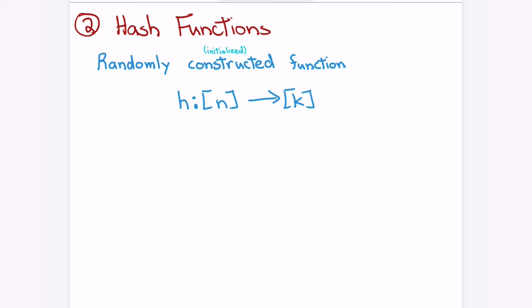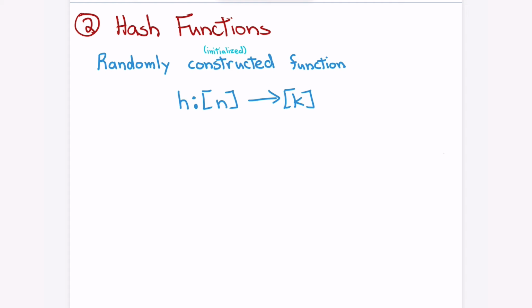So when we make the function from 1 to n to 1 to k, when we make it, we use some randomization at that point in time. Like we randomly initialize it, maybe to use the ML-ish terminology, and then it'll give you just a function. I'll give an example in a moment.